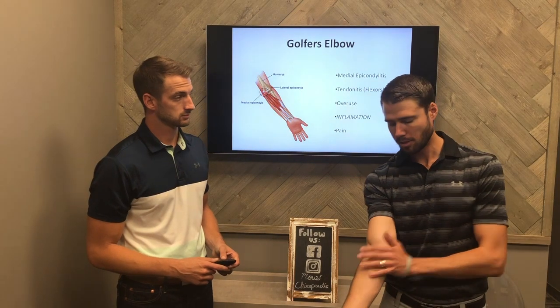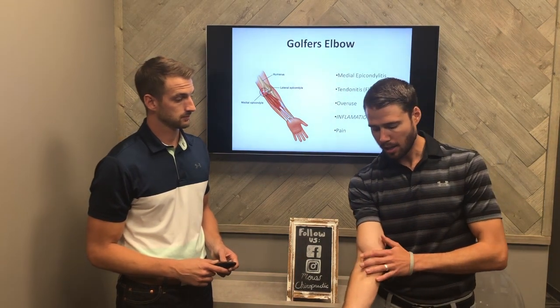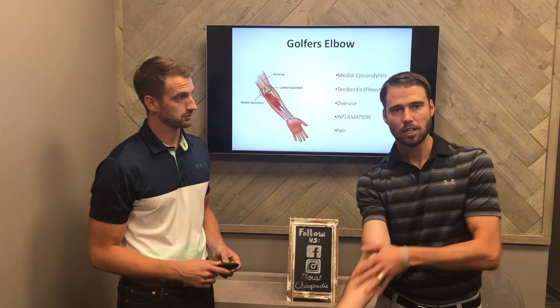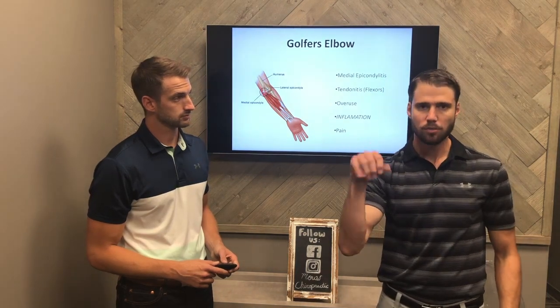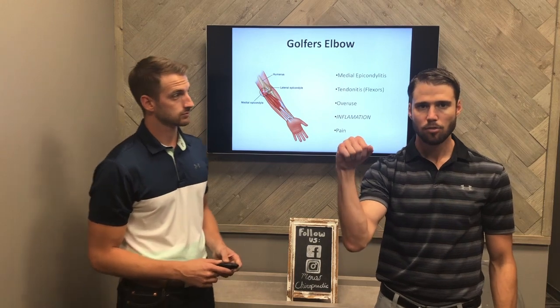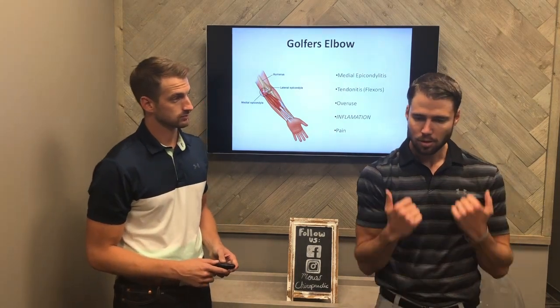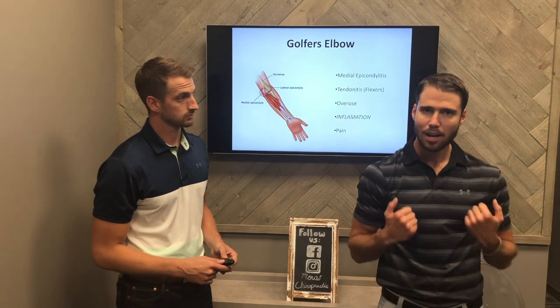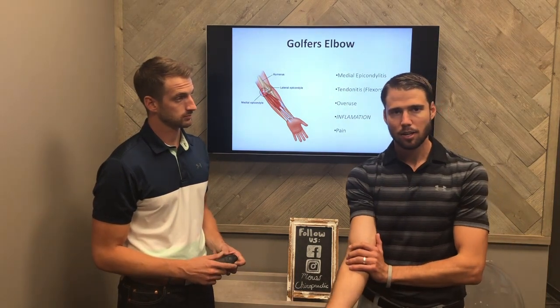So golfer's elbow is a lot of the same, but it's on the other side of your arm. So it's on the medial side, the middle side, and it has to do with more of the flexors. So if you're flexing your fingers a lot, if you're flexing your wrist like this a lot over and over, even if you're doing pulling movements a lot, that can all irritate that area.